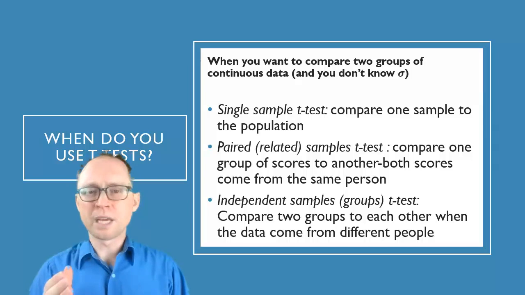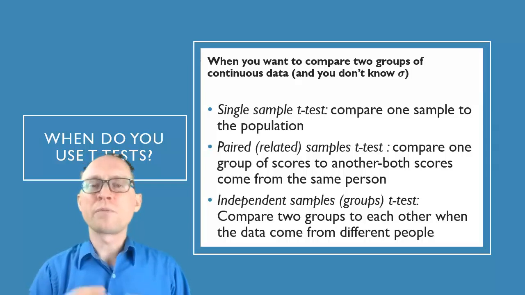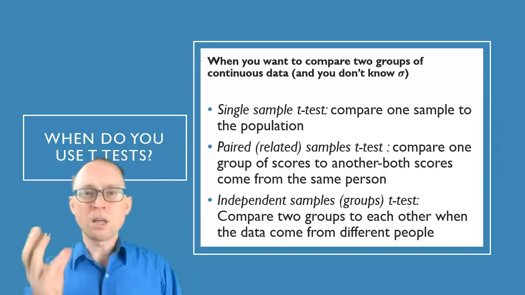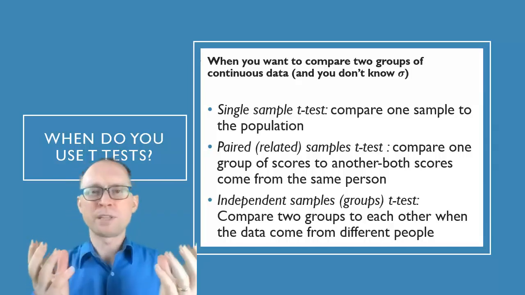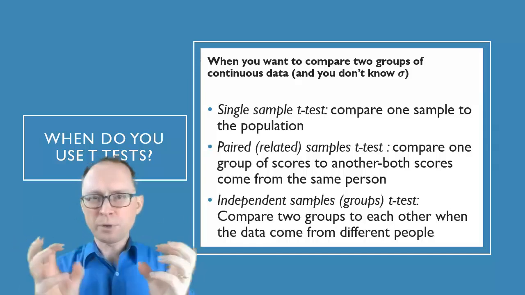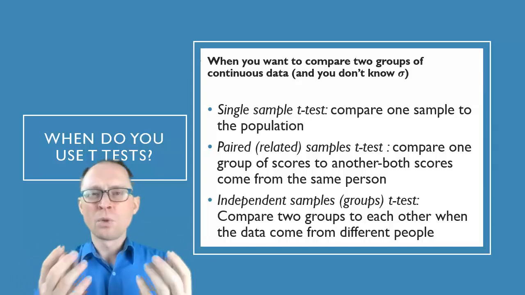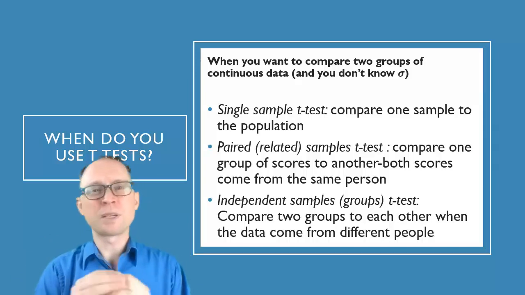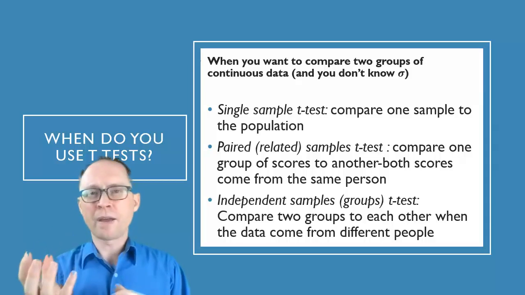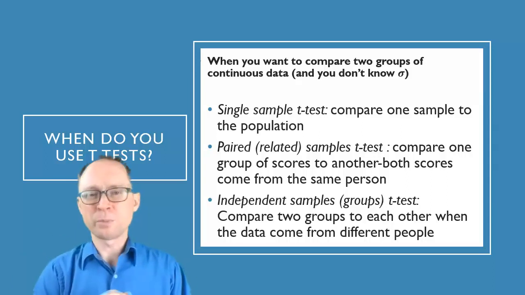An independent samples t-test, also called independent groups t-test, is when you compare two groups to each other when the data come from different people. So let's say that I wanted to see what is the difference between psychology majors and business majors on how stressed they feel. Psychology majors and business majors are two separate groups. These are not the same people. We're just looking at the stress level in one group compared to the stress level in another group. This is a lot more similar to a single sample t-test, but it doesn't have to be the population now. It's two samples. So I take the sample that I have from one group, like psychology majors, and I compare it to the other group, like business majors.